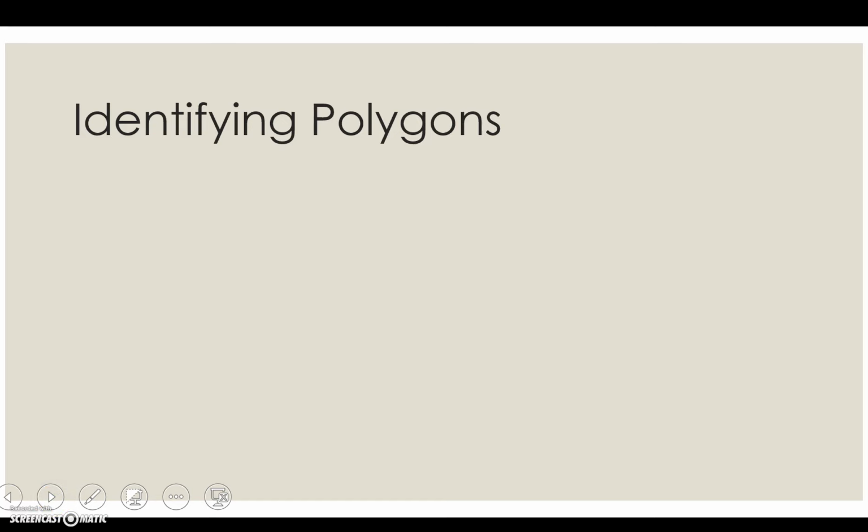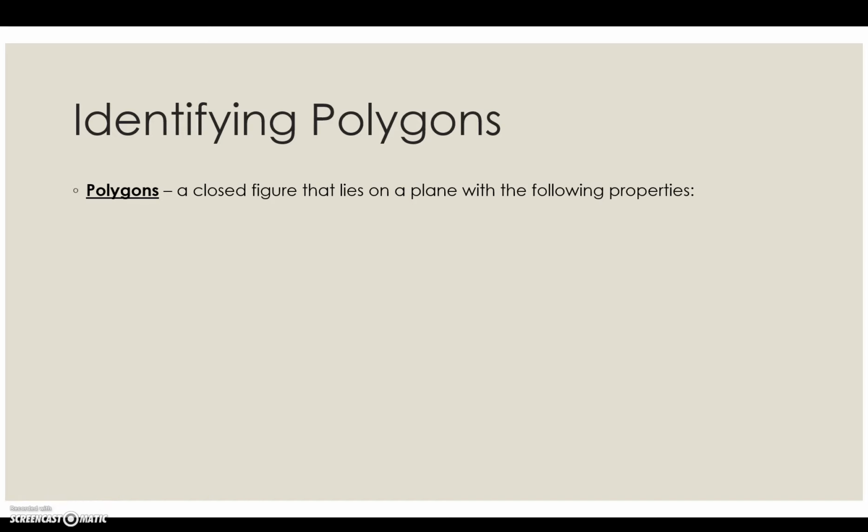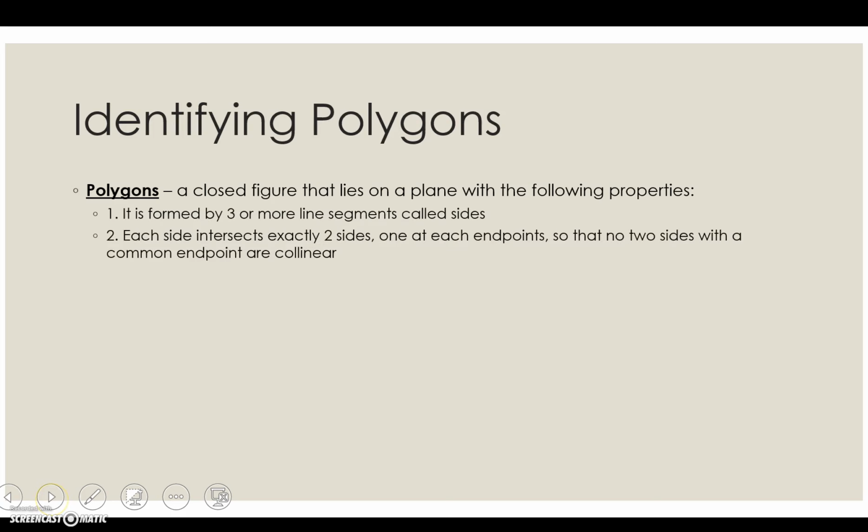So in order to identify polygons, we need to know what they are. So, definition: a polygon is a closed figure that lies on a plane with the following properties. The first property is that it's formed of 3 or more line segments, and we call those sides. And the second one is that each side intersects exactly 2 sides, one at each endpoint, so that no 2 sides with a common endpoint are collinear.